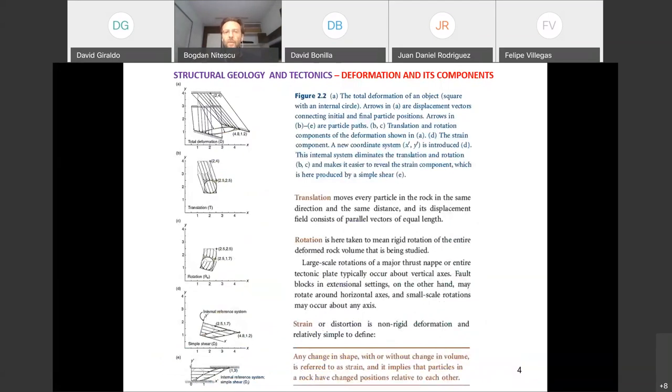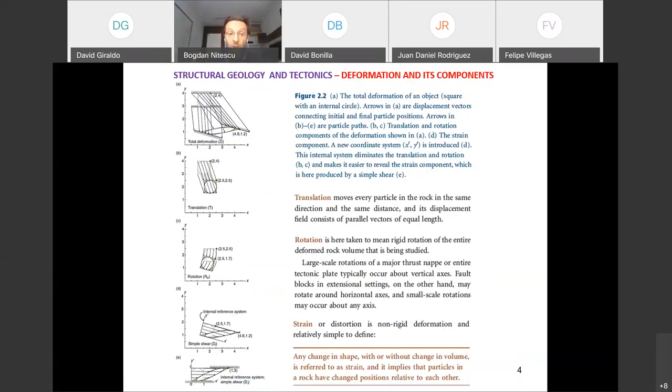So this is the same. So this is taken from the textbook. You will have time to read it, but it basically shows you, again, something that here seems a very complicated deformation. You see, you start with this square with a circle in it, and you end up with this. And you see here the displacement vectors, yeah? So initial state, final state.